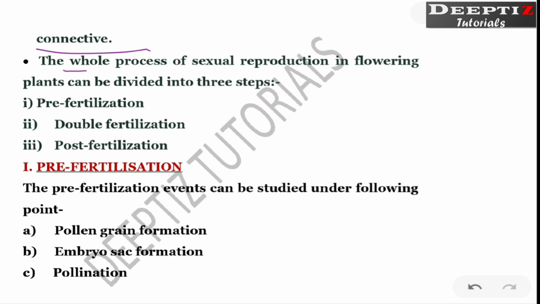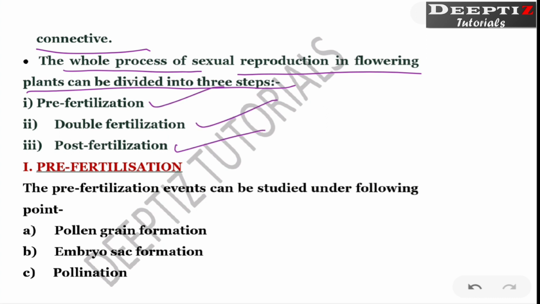Now the whole process of sexual reproduction in flowering plants can be divided into three steps: pre-fertilization, double fertilization and post-fertilization. In the first chapter we said the entire reproduction can be divided into pre-fertilization, fertilization and post-fertilization. But there is a speciality here. Here the fertilization happens twice, so we use the term double fertilization. Now we will start with the first one, that is pre-fertilization.